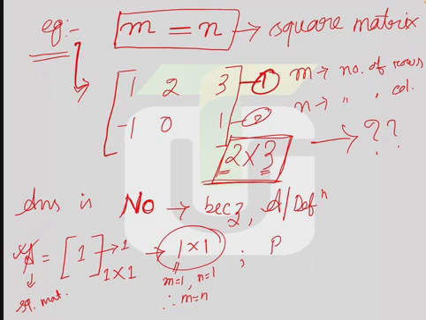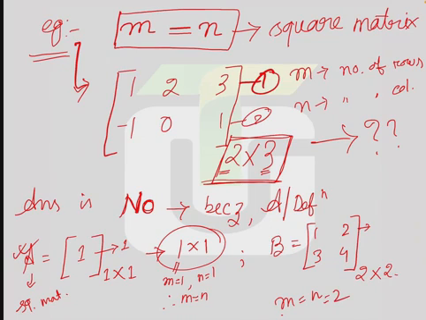So next, suppose B is equal to 1 2 3 4, suppose. Okay, so is it a square matrix? So first of all, you have to write the order of the matrix, right? So the order of the matrix is row 2, column 2, 2 by 2 matrix. Okay, so here also m is equal to n, number of rows is equal to number of columns, that is 2, right? So therefore B is also a square matrix, correct?